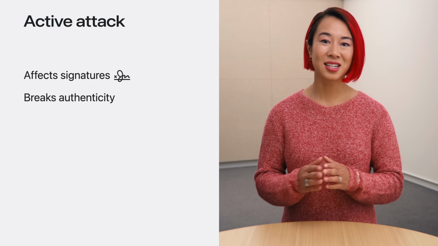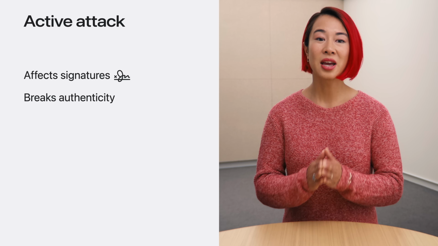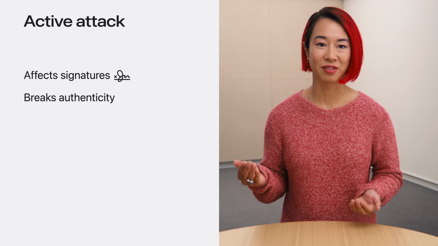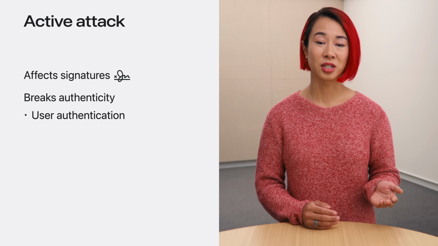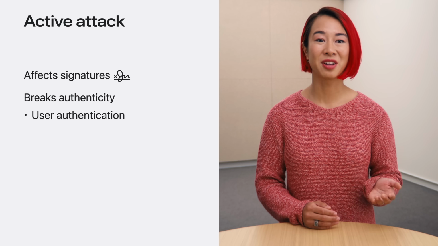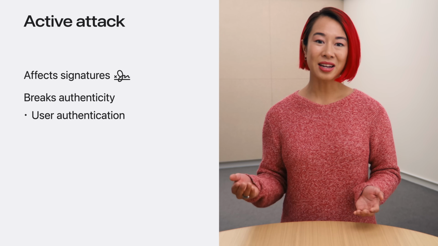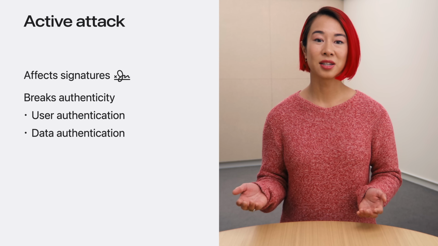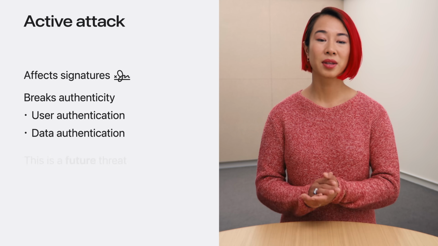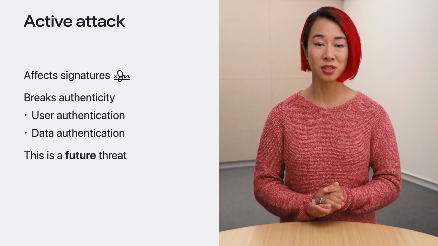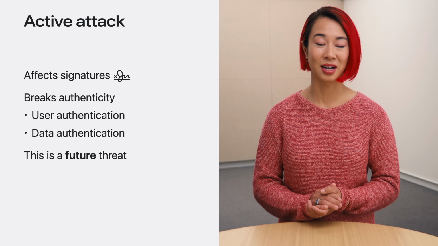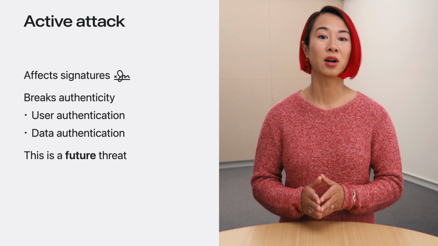The active attack I went over affects signatures. It breaks authenticity, as the attacker can forge authentication and carry out actions on behalf of the victim. It affects apps that perform user authentication, such as with WebAuthn and multi-factor authentication, and apps that perform data authentication, such as with ACID signing. It is a future threat because sufficiently powerful quantum computers don't yet exist to carry out this attack. However, they are on the horizon.